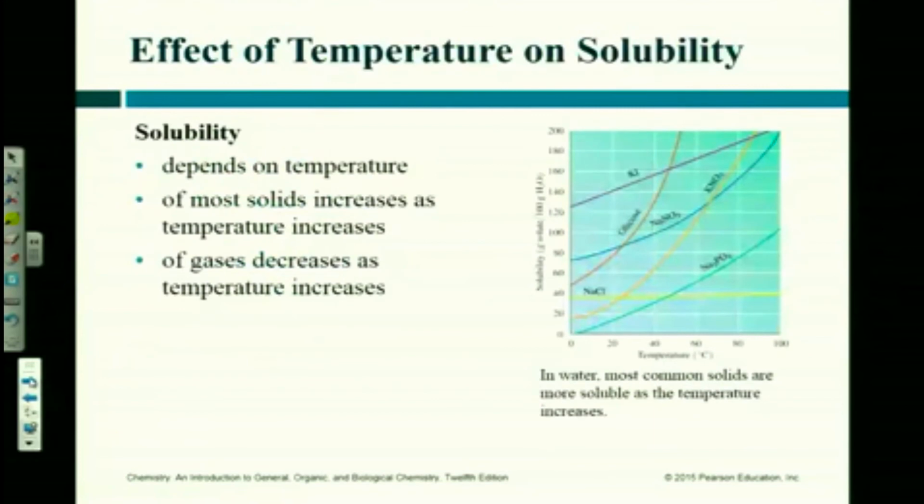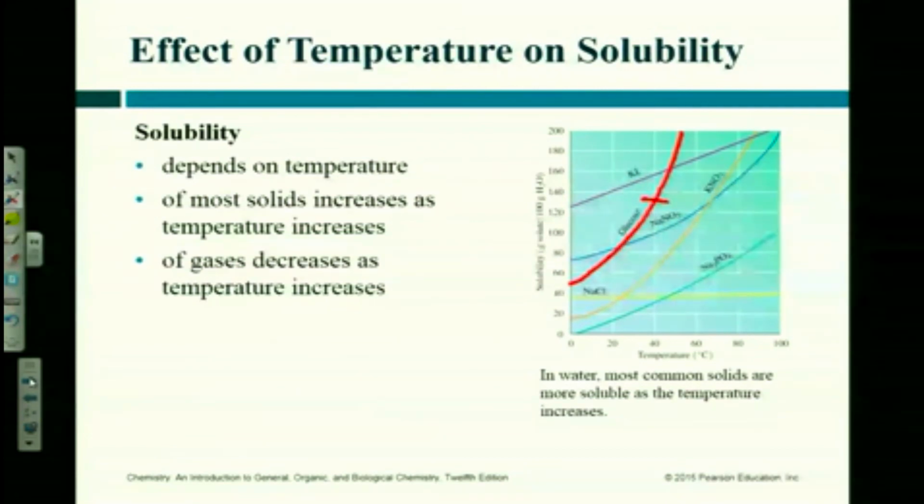Now, on this graph, you can see that solubility depends on temperature. Look, here's our friend sugar. This is glucose right here. At 0 degrees Celsius, glucose barely dissolves in water. As I increase the temperature, look at this line right here. I'm going to draw it red. If this is about 50 down here, at 40 degrees C, I can dissolve like 130 grams of glucose.